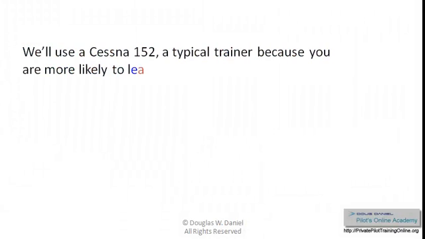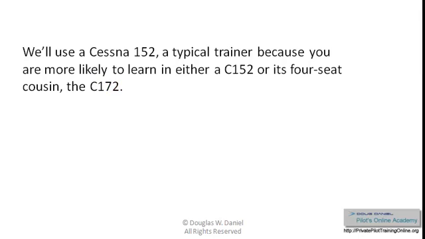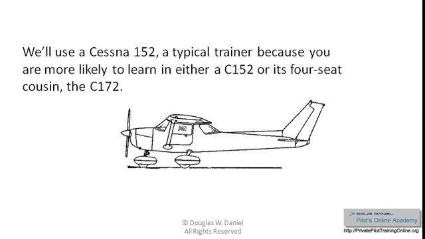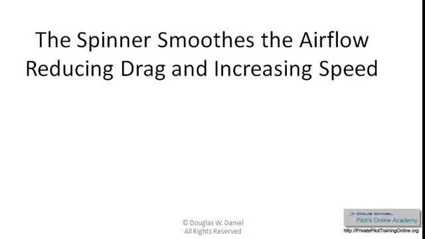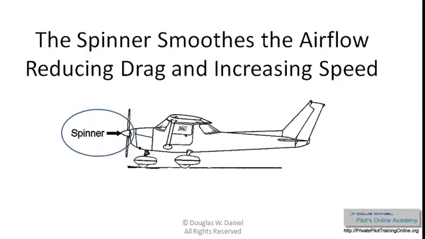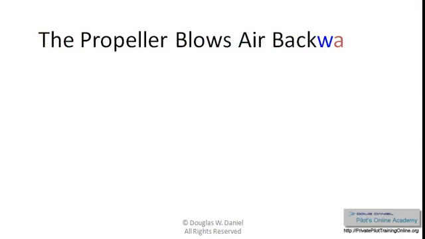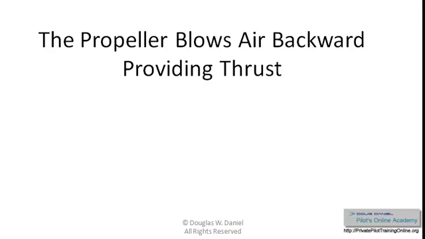We'll use a Cessna 152, a typical trainer, because you are more likely to learn either a Cessna 152 or its four-seat cousin, the Cessna 172. Well, I'm going to start from the front of the airplane and work my way back with definitions. The spinner smooths the airflow, reducing the drag and increasing the speed of the airplane. The propeller blows air back, providing forward thrust.